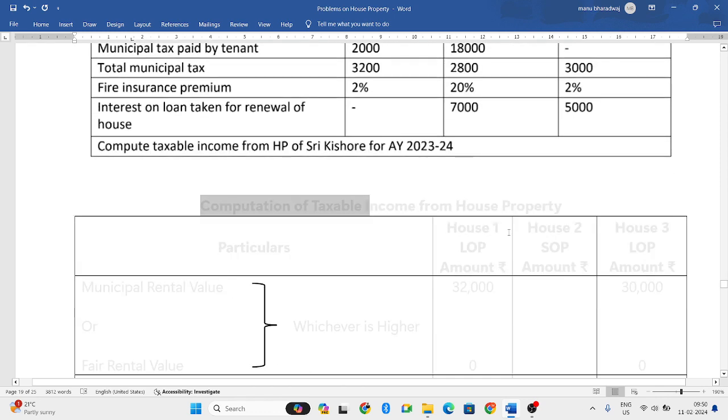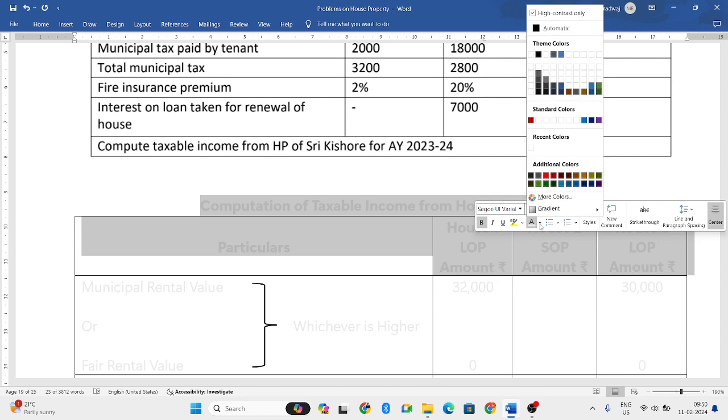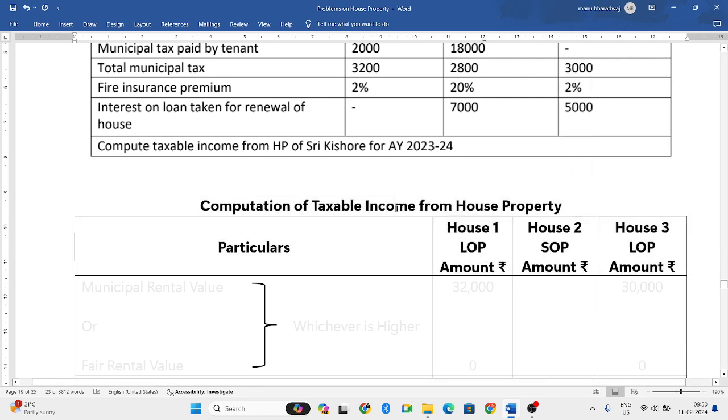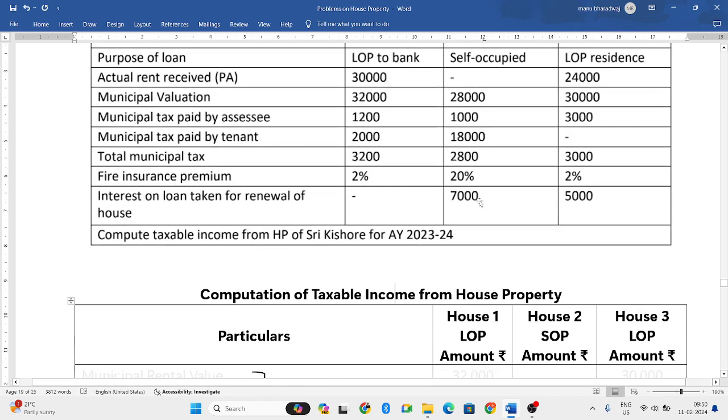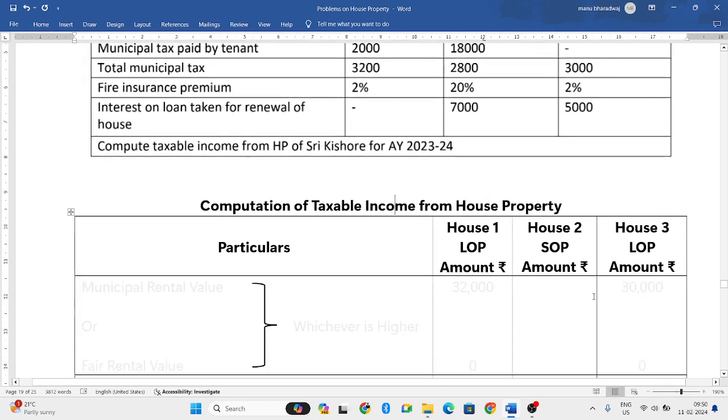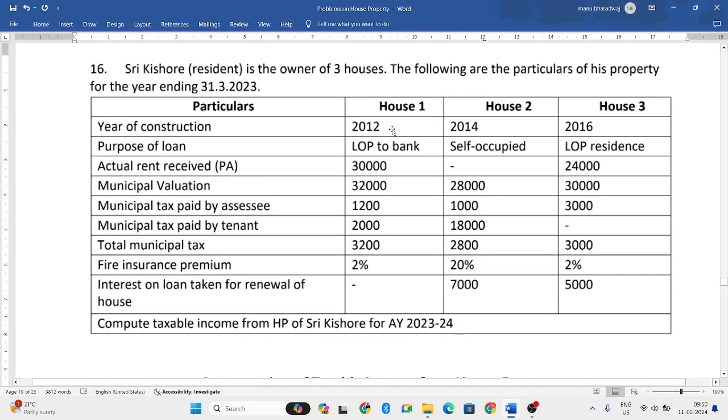So with this information, we will have to compute the taxable income. We have to have four columns. First column is LOP because first house is LOP, second house is SOP, third house is LOP. So now first let us solve for the first house.